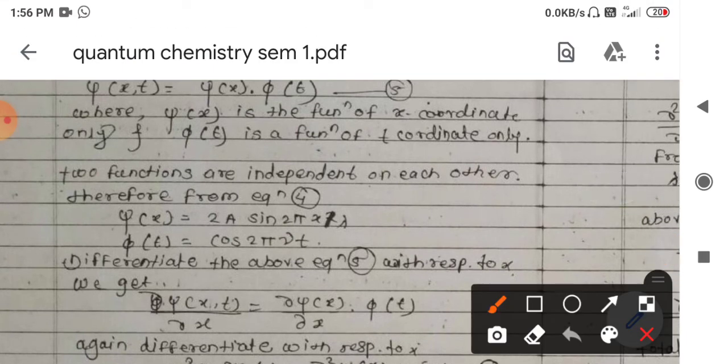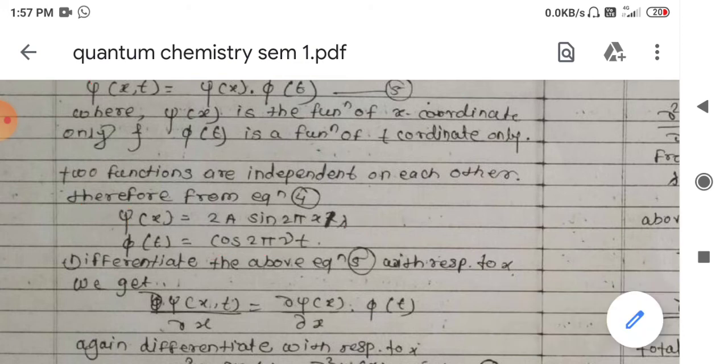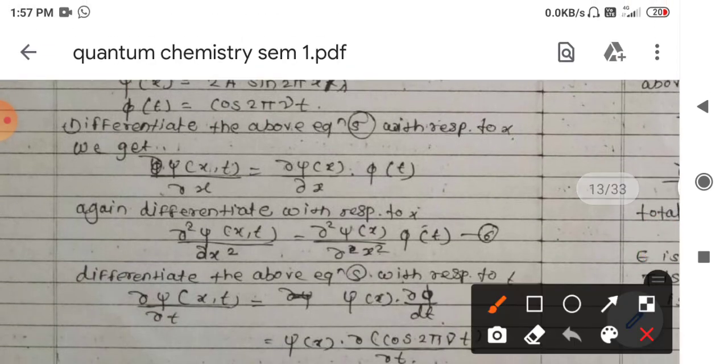So once we have the separation of variables, we can simply solve each equation individually. For the position coordinate, the wave equation is small ψ equals 2A sin(2πx/λ), and φ of t equals cos(2πνt). Consider equation number 5. We have to differentiate that equation with respect to x. Upon differentiation, φ of t is a constant, so we get this as the differentiation.